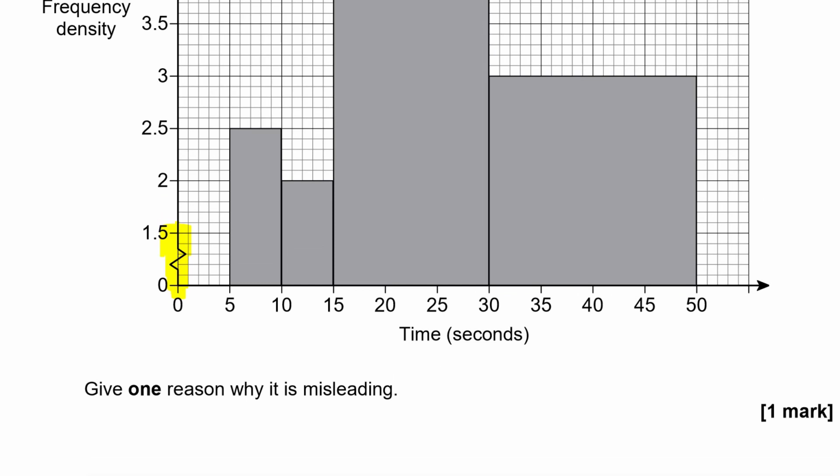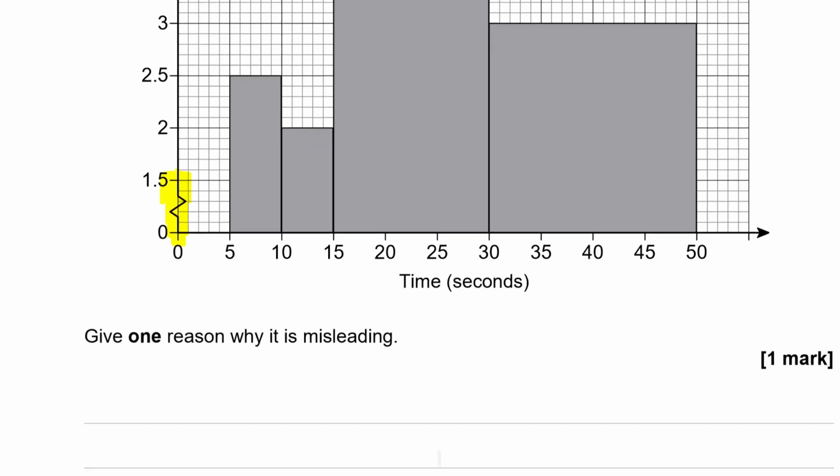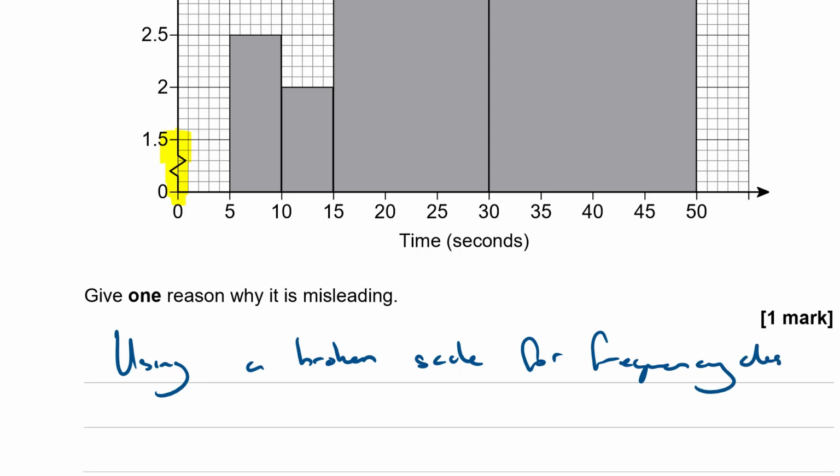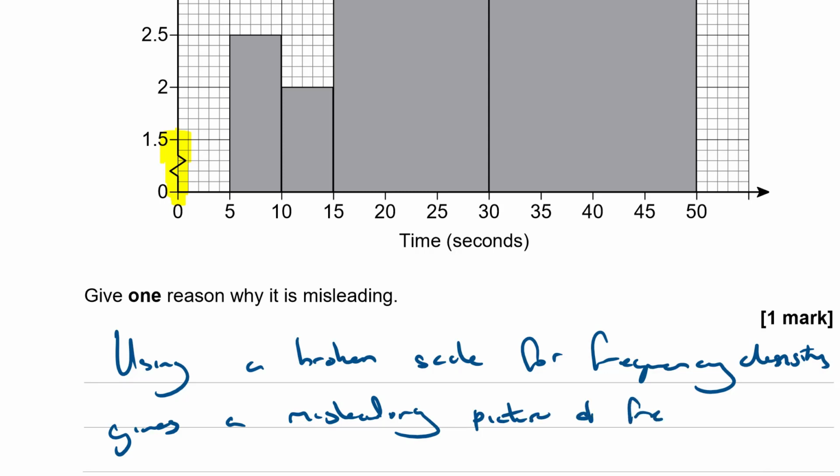So using a broken scale on a frequency density on a histogram like that is not really appropriate. You can use a broken scale if there's no data along the time. We could have broken a scale and started around about 5 on the time axis without too much damage, but not on frequency density. That's not going to work. So using a broken scale for frequency density gives a misleading picture of frequency.